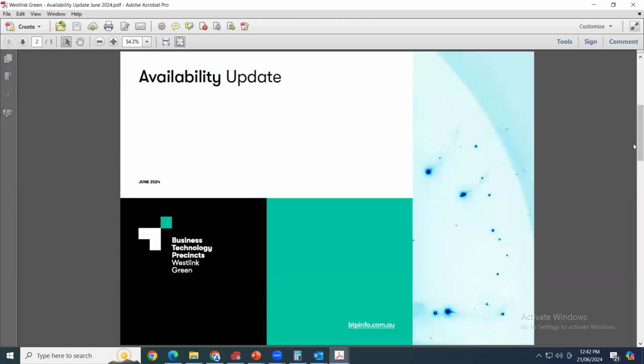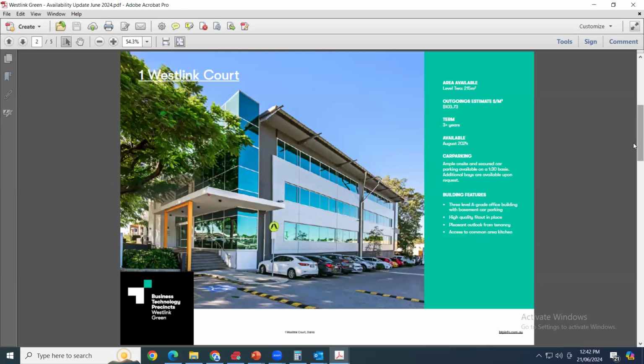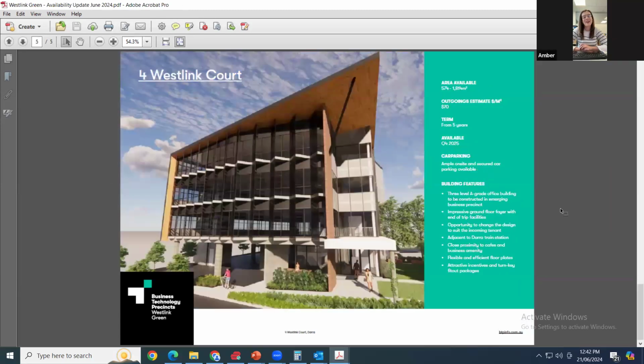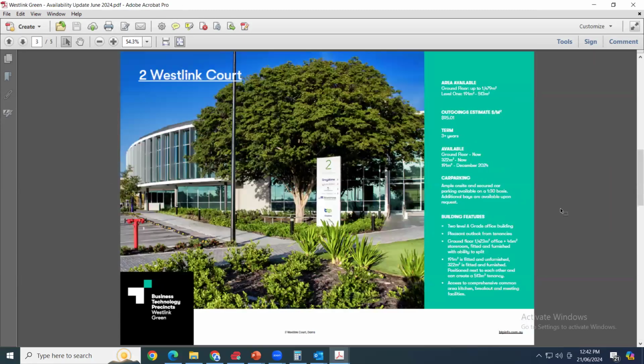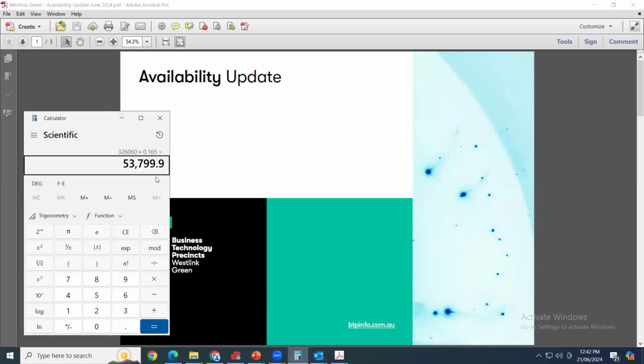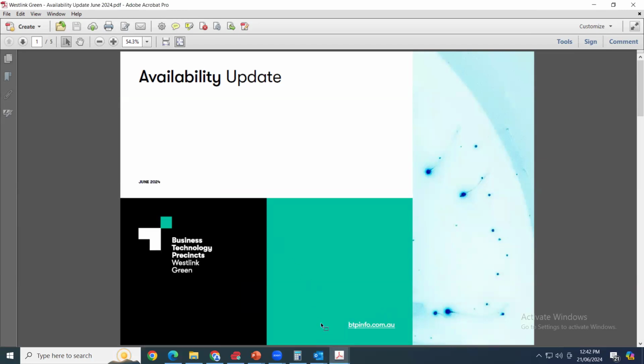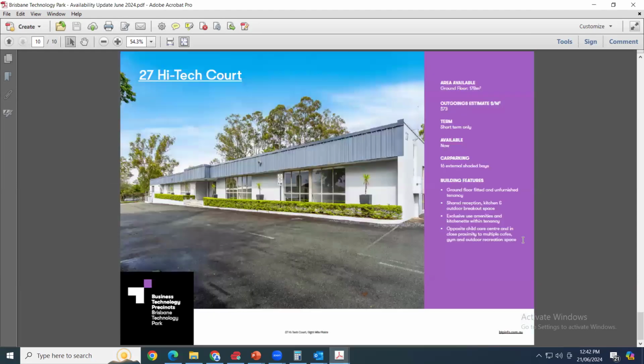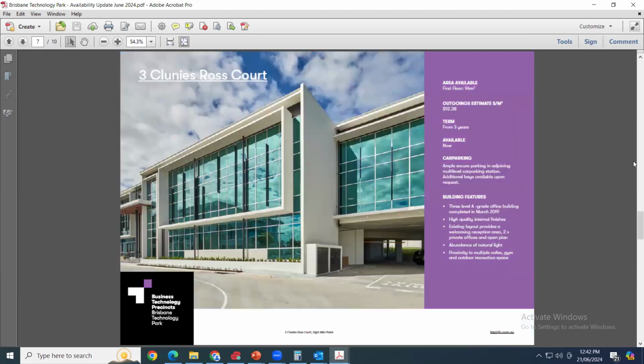Okay, cool. And this one here is Westlink, Darra. Okay, fair enough. So that's how commercial leasing works. For those that are interested, it's good commission, good money, and it's all solid grade one commercial premises. There's plenty of opportunities, there's just so many.